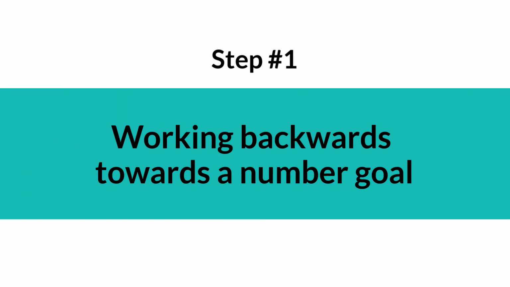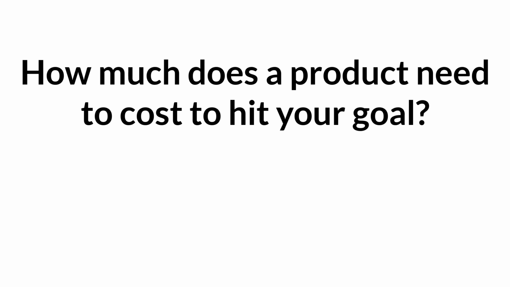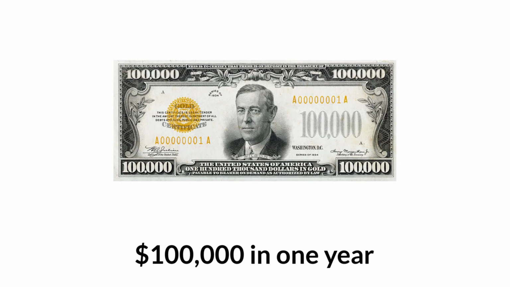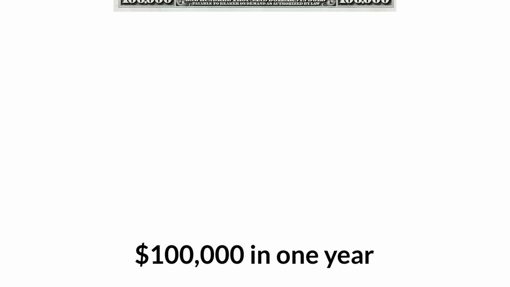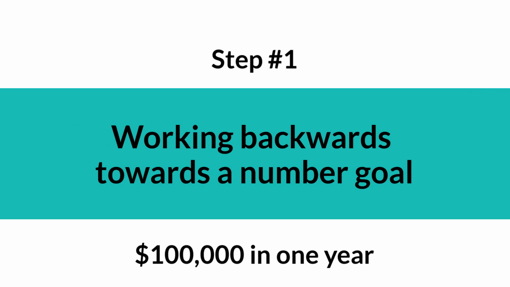So, step number 1 is working backwards towards a number goal. So how much does a product need to cost to hit your goal? So let's say you want to make $100,000 in extra revenue per year simply because that number just sounds really cool. Well, that's great because now we have a number goal to work towards, $100,000 in 1 year. So you've now completed step 1.